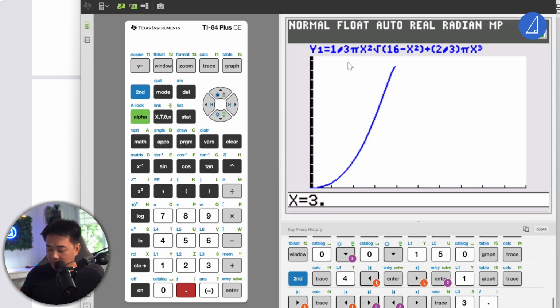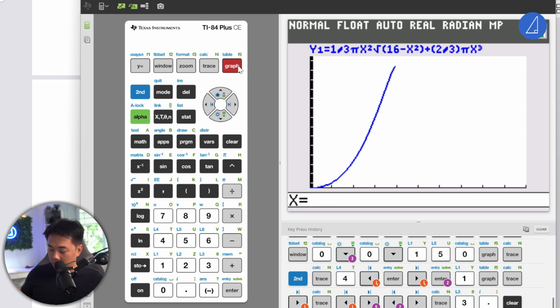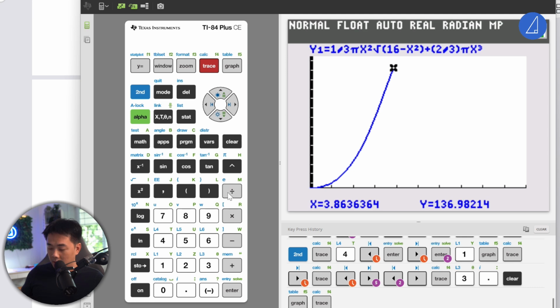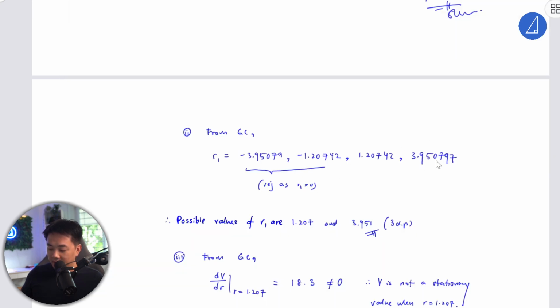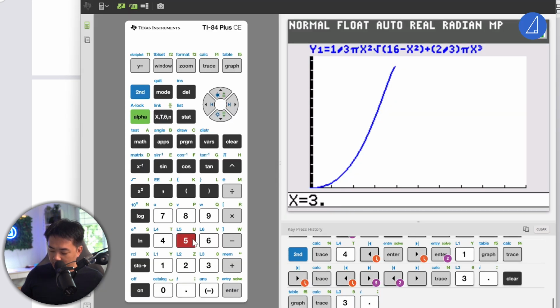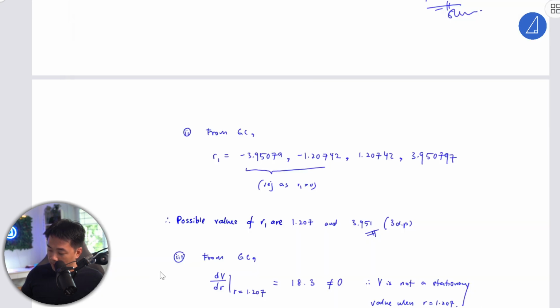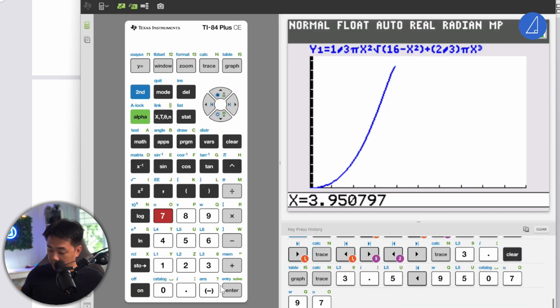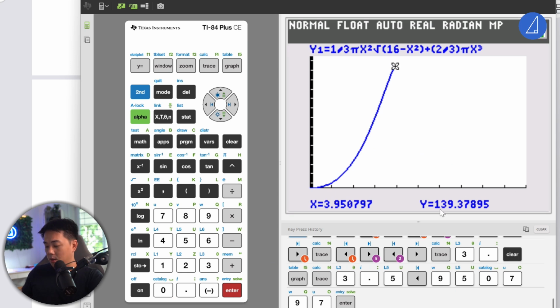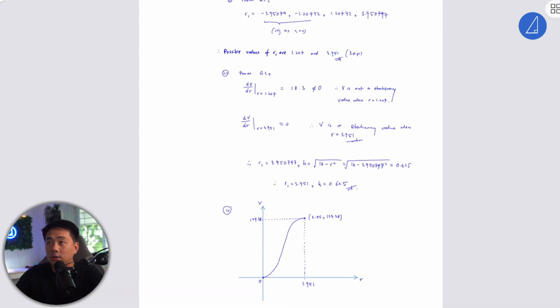So I'm going to just find the maximum volume by just, you go to graph, right? You just press trace. Then I'm going to put in the value 3.95079. Just press trace and you get the 139.37. So just copy it down. Okay, so that's how you do this question here.